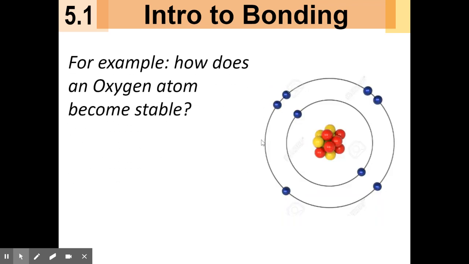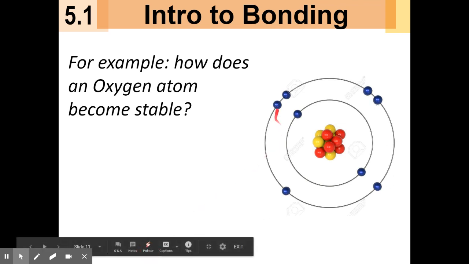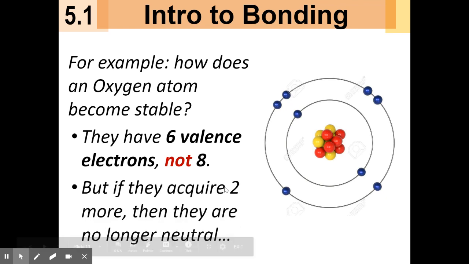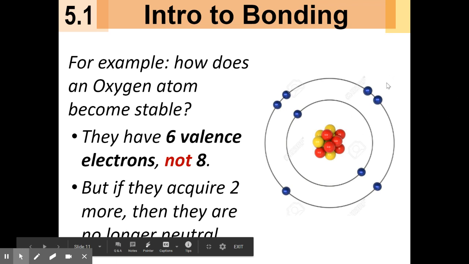Here's an oxygen atom. It has 1, 2, 3, 4, 5, 6. It has 6 outer electrons. Now it wants to have 8. It only has 6. It could steal 2 electrons, but as soon as it steals 2, now it's not neutral anymore. It would have a -2 charge. So you can't just steal electrons without consequence here.